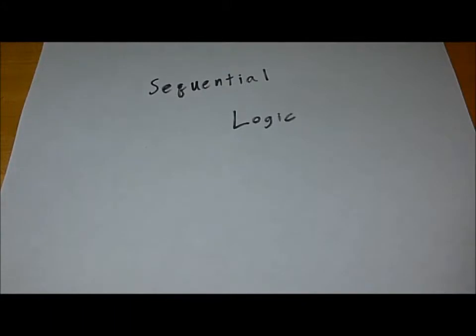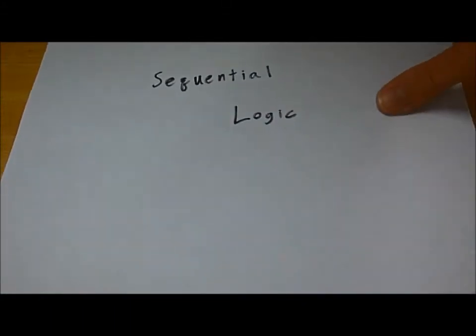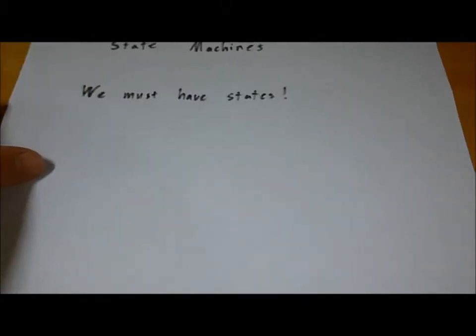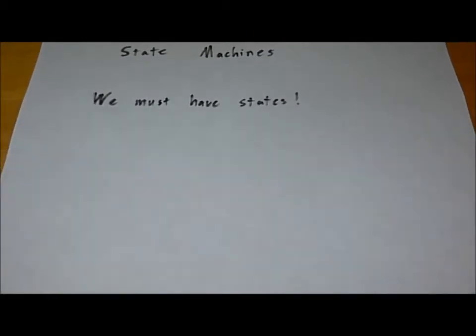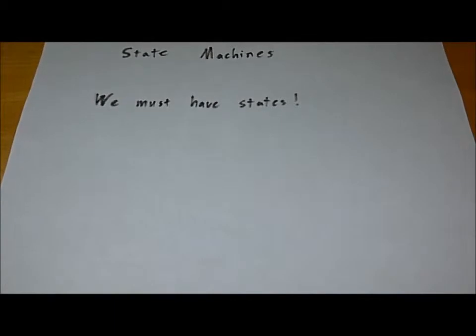So, what is sequential logic and why do we need it? Well, to understand that, we need to know a little bit about something called a state machine. A state machine is the way that almost all digital electronics work. You can't just have one logic equation to govern very complicated things like microprocessors. You need to have states. These states define how the logic equation will behave based on previous inputs.